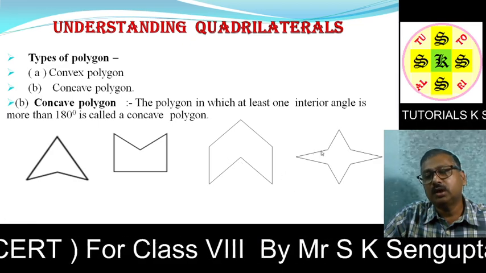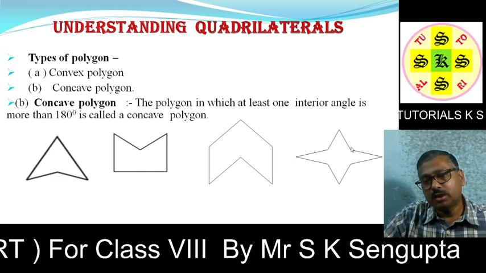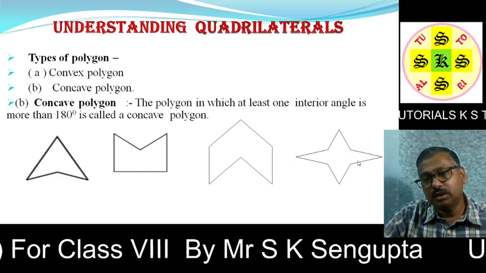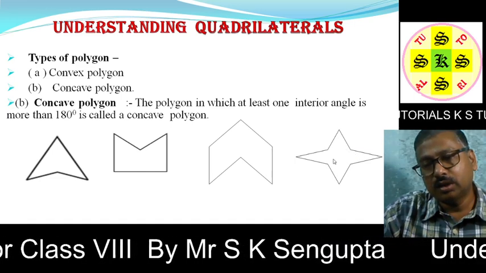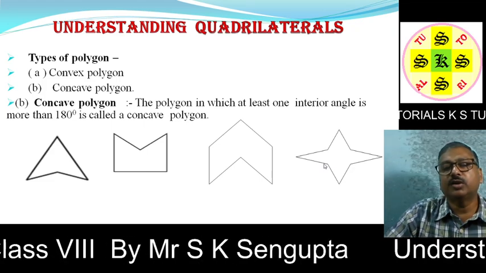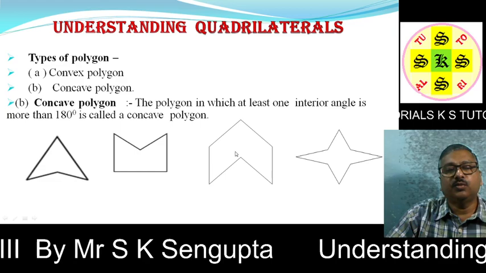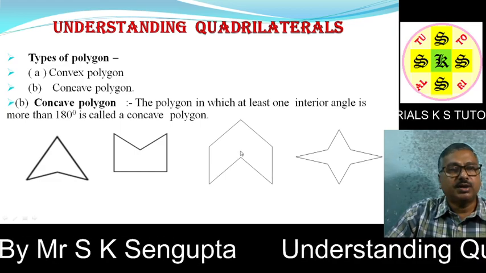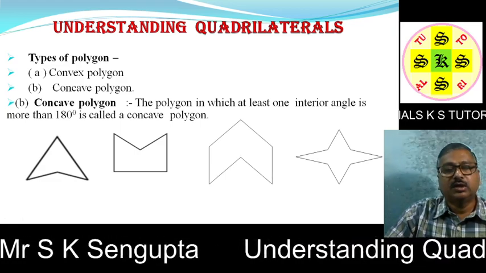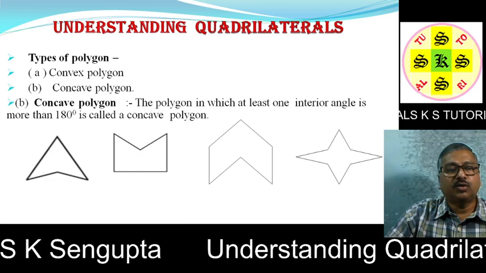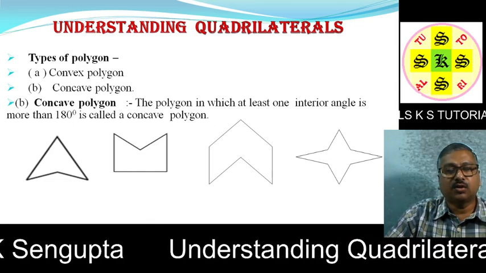Now see this figure. This angle is more than 180 degrees. Also this interior angle, this interior angle. There are four interior angles whose measure is more than 180 degrees. So these all are concave polygons. So till now we discussed the types of polygon. That is, there are two types of polygon. One is convex polygon, another is concave polygon.